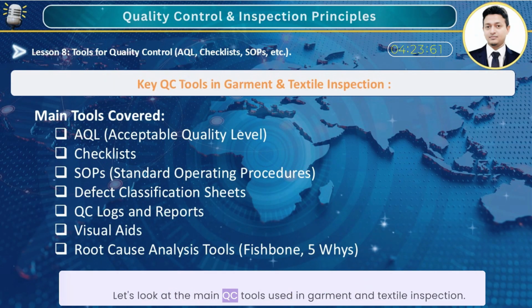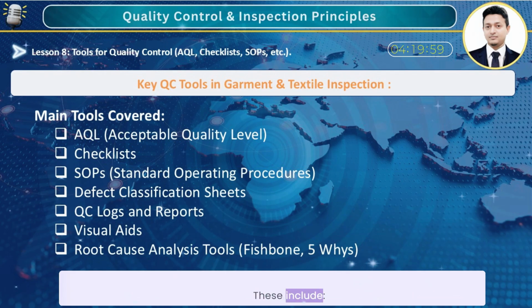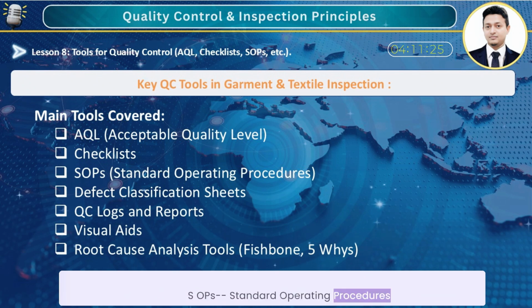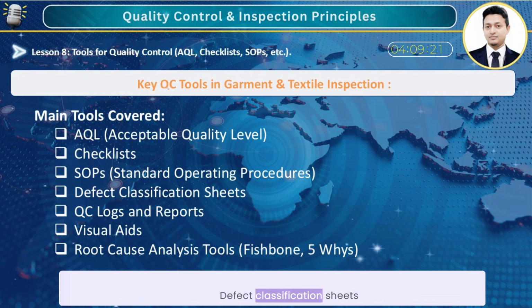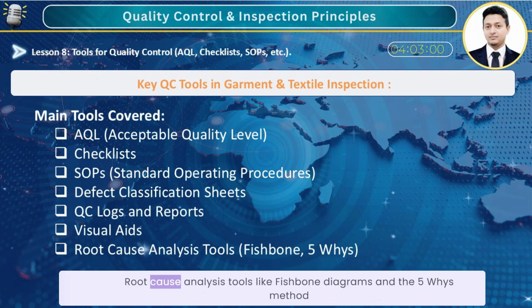Let's look at the main QC tools used in garment and textile inspection. These include AQL, Acceptable Quality Level, checklists, SOPs, Standard Operating Procedures, defect classification sheets, QC logs and reports, visual aids, root cause analysis tools like fishbone diagrams and the 5 whys method.